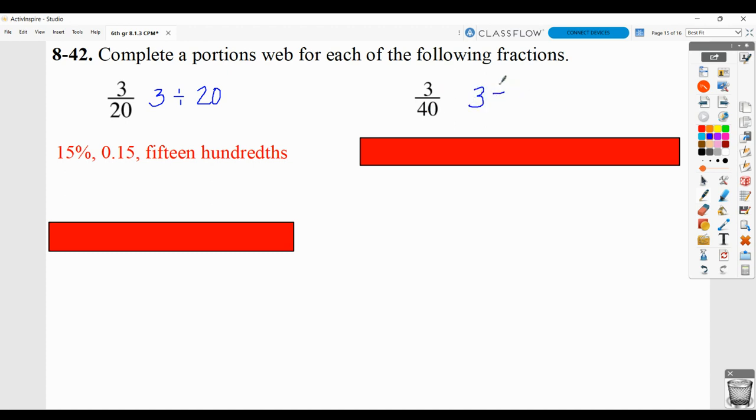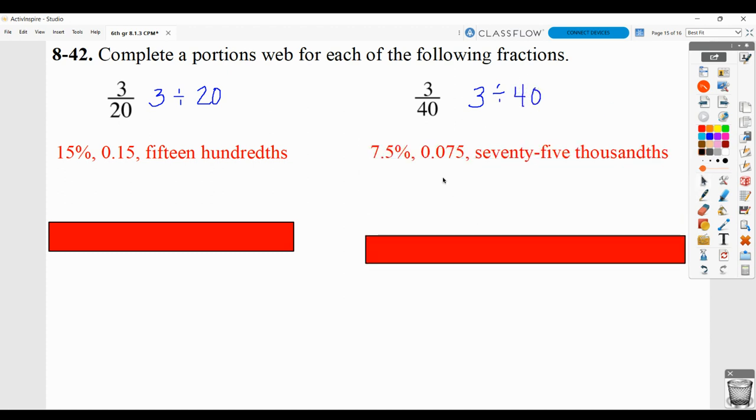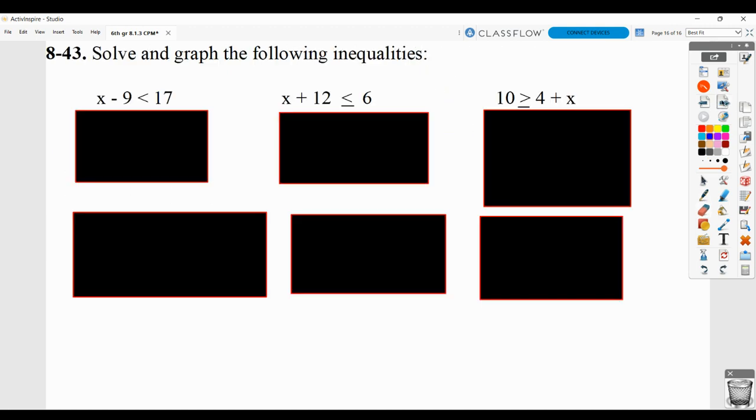So you could take 3 and divide by 40 on a calculator or through long division. You get 75 thousandths. When you move your decimal 2 places to the right and add a percent sign, you get 7.5%. And of course, the word for that is 75 thousandths, or you could use 3/40.